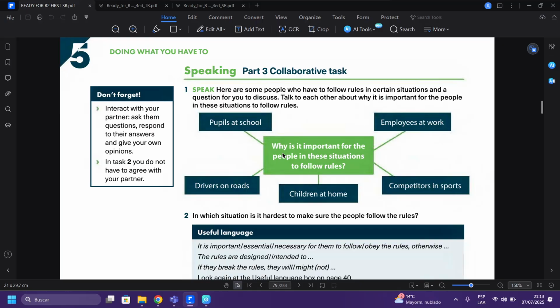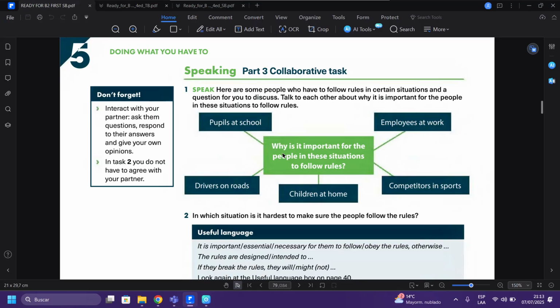And what about employees at work? Okay, I think that employees at work should follow the rules because if they don't follow the rules, they could lose their job and have bad comments in their resume. How do you say "hoja de vida"? Resume. Sure. Resume or CV is the same, okay? Yeah, okay. And they can have bad comments on the resume.